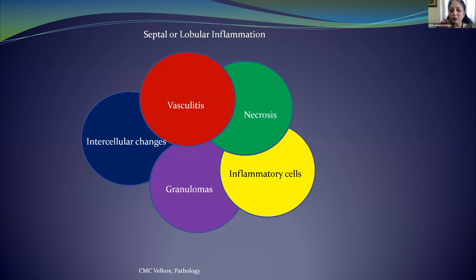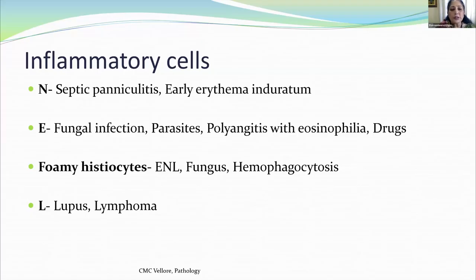The next thing you look for is what inflammatory cells are there. If you see neutrophils in the panniculus, you think of septic panniculitis, like I showed you here, or an early erythema induratum. If you see eosinophils, think of drugs, think of fungal or parasitic infections. If you see foamy histiocytes, you always should think of fungus, bacteria, both acid fast as well as LEP. If you have lymphocytes, think of lupus or a lymphoma.